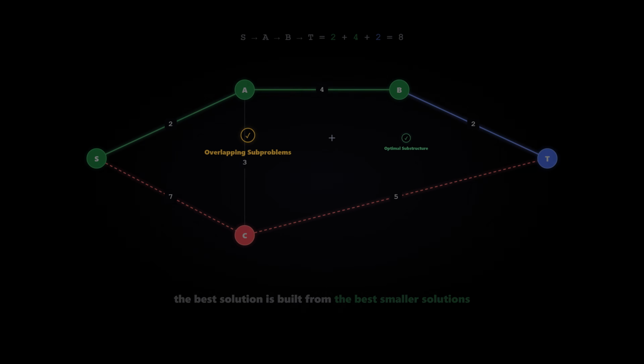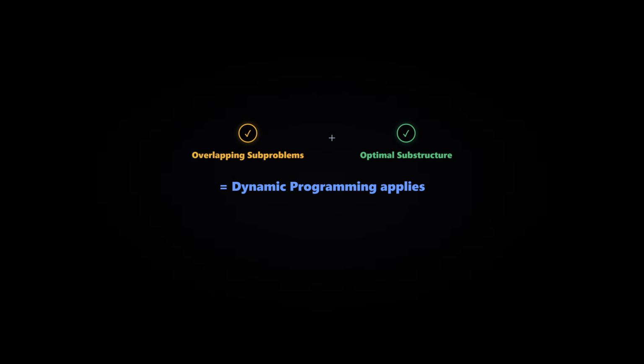So when your problem has both of these things, it keeps running into the same subproblems over and over. And the best answer to the whole thing is built from the best answers to the smaller parts. That's exactly when dynamic programming works. That's the signal that tells you DP is the right approach.